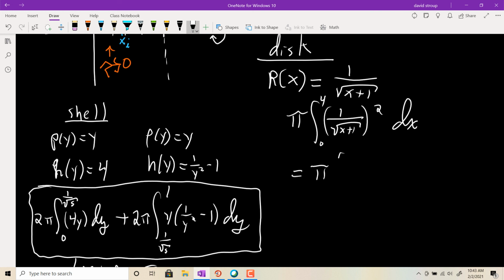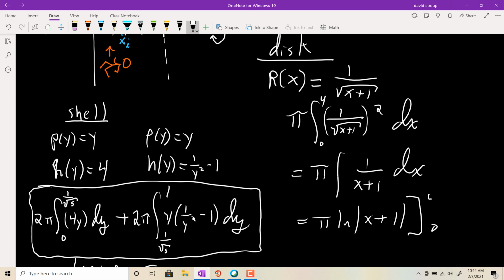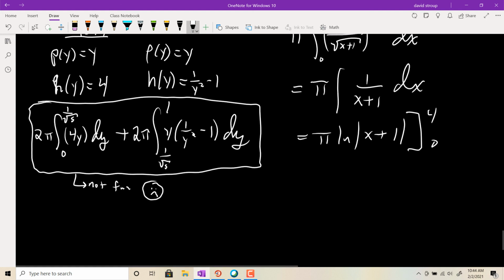So you just get pi times the integral of 1 over x plus 1 dx, and that's a natural log, right? So pi ln absolute value of x plus 1. If you do a u-sub, there are no constants floating about, from 0 to 4. If you plug in 4, you get ln 5. If you plug in 0, you get ln 1, which is 0. So you just get pi times ln 5 for your answer.